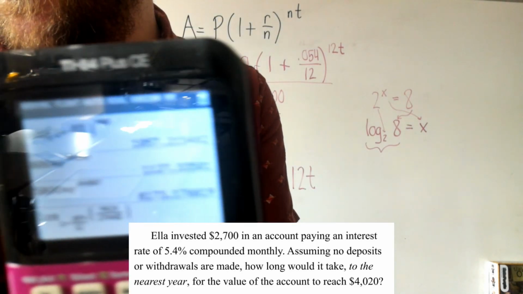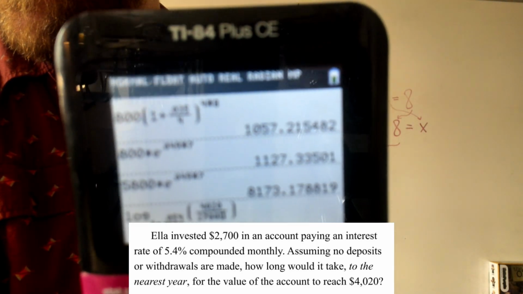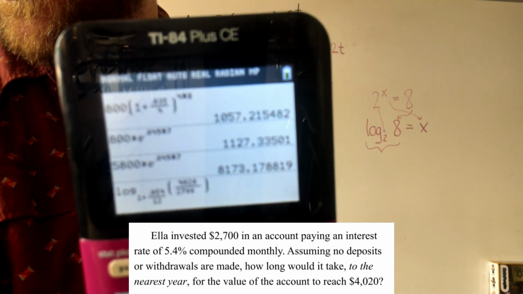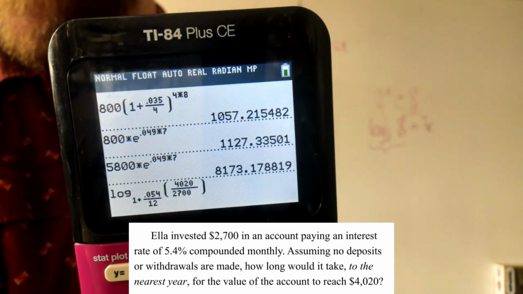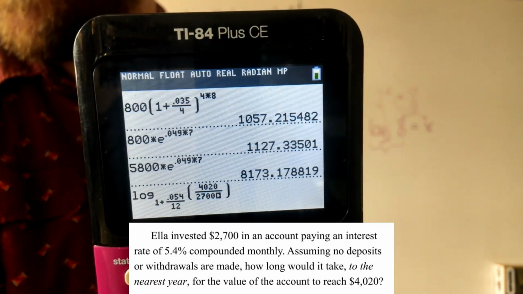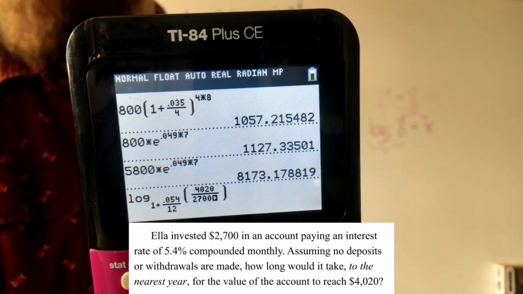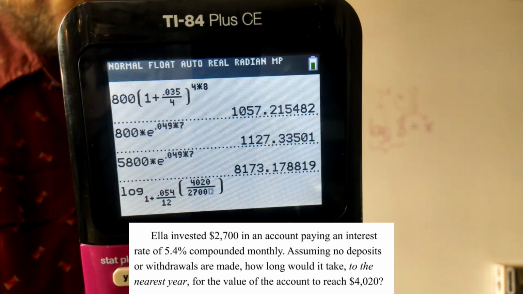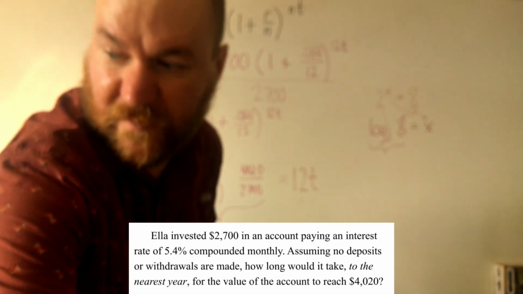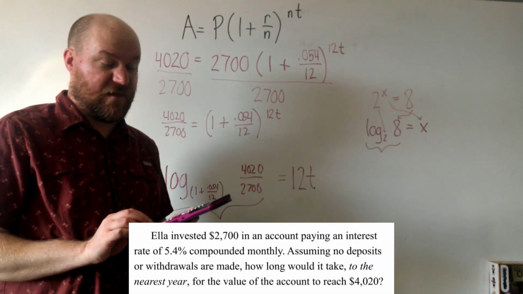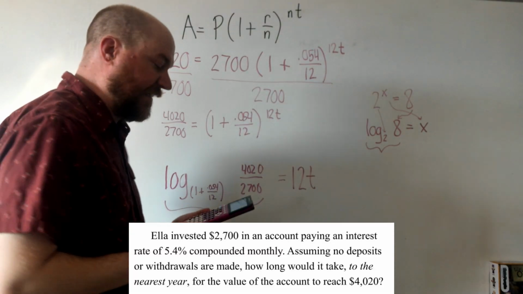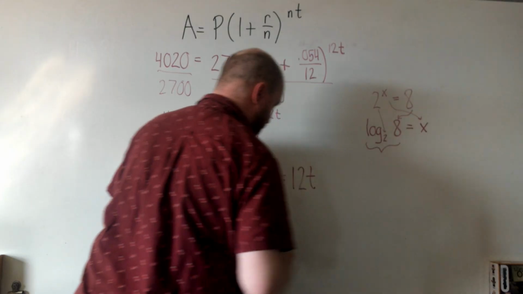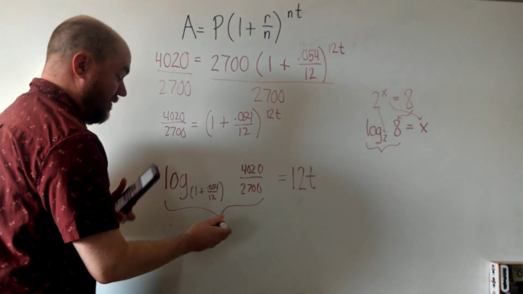So when you're done, I'm going to try to get the screen to focus here. Oh, there we go. So when you're done, you end up with log base 1 plus 0.054 over 12 of 4020 over 2700. It's a lot, I know. But when you type all that in and hit enter, we're going to get 88.65. And it actually has a bunch of zeros after that. So that means the rounding is almost perfect.